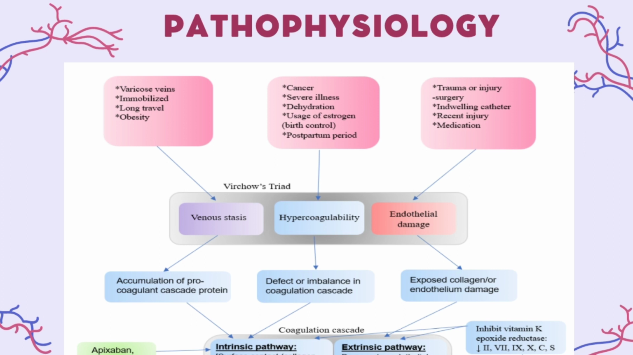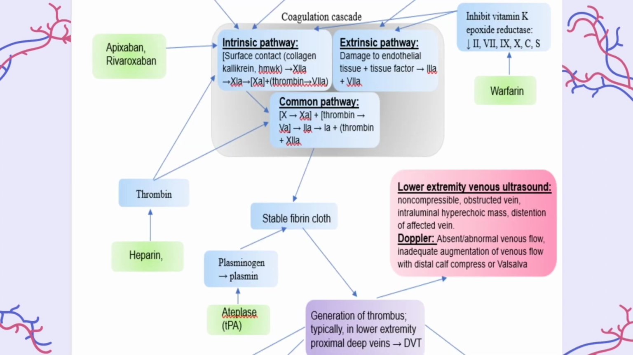So in the coagulation cascade, we have the intrinsic pathway, extrinsic pathway, and the common pathway. The intrinsic pathway starts with surface contact with collagen, kallikrein, and HMWK. The extrinsic pathway naman leads to direct damage to the endothelial tissue and exposure of the tissue factor, and the two kinds end up together. While in the common pathway, you will end up with a fibrin clot.